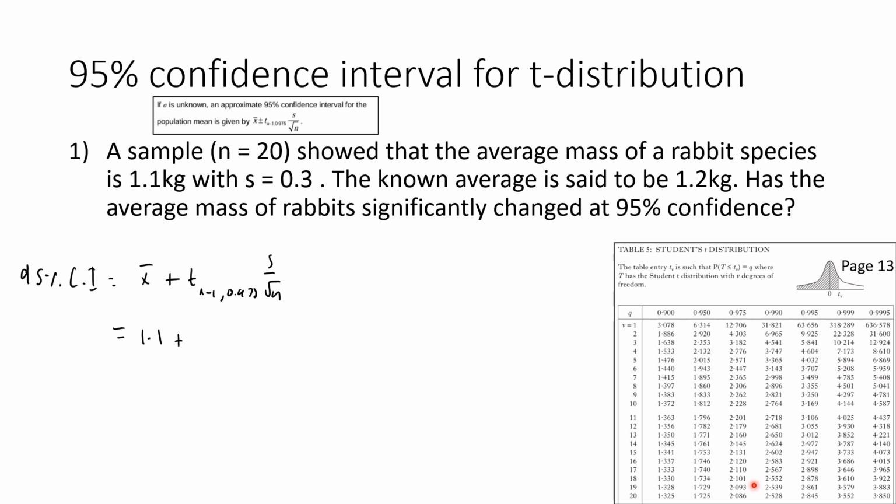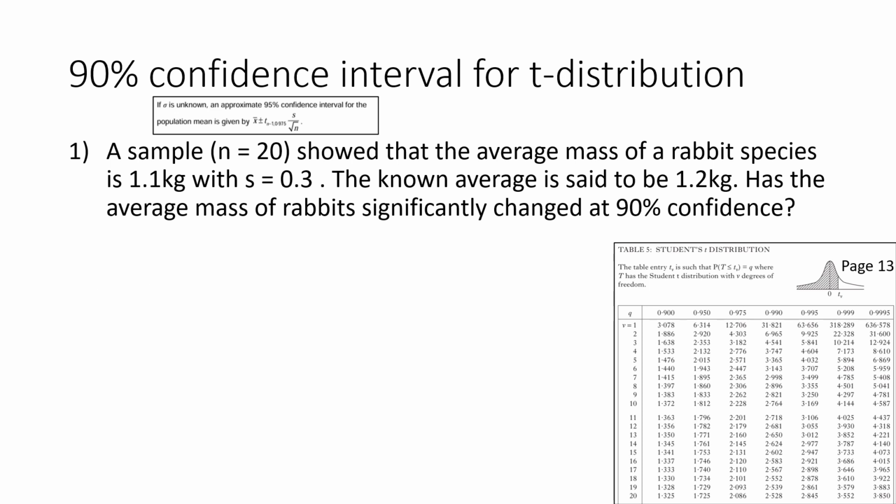So we will get 2.093 as our t-value. 2.093. Now we times that with 0.3, our sample standard deviation, over root 20. And the limits we'll get are 1.24 for the upper limit, 0.96 for the lower limit. So that means since 1.24 is greater than 1.2, we can't say at 95% confidence that there is a significant change in the average mass of these rabbits.